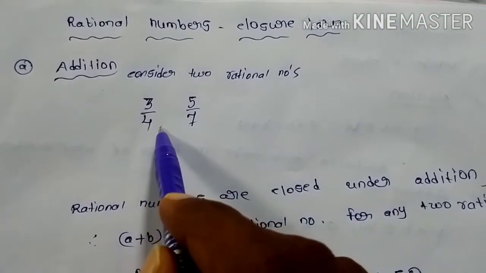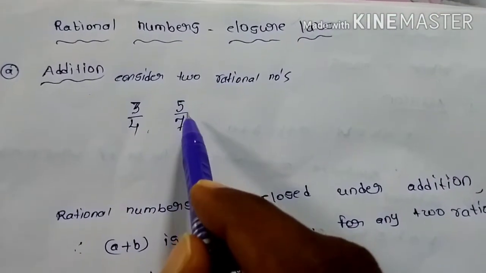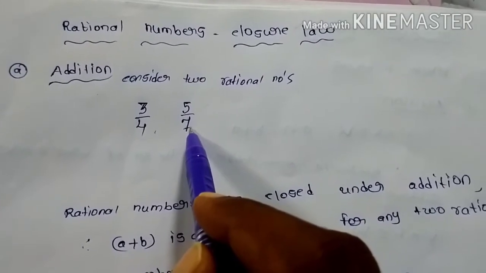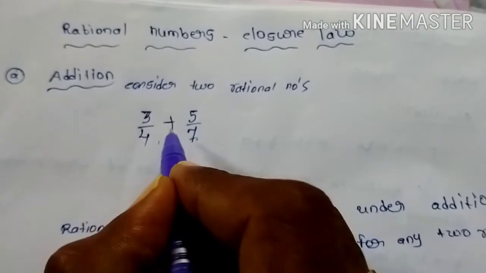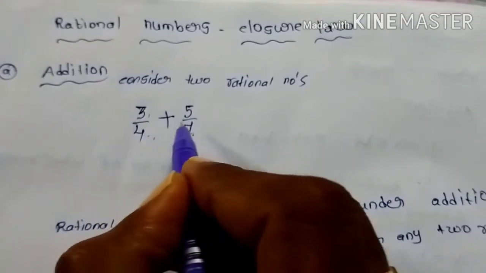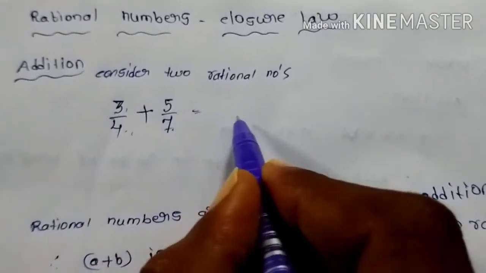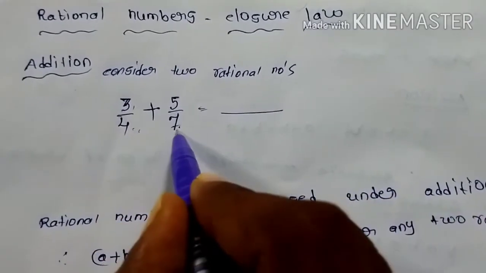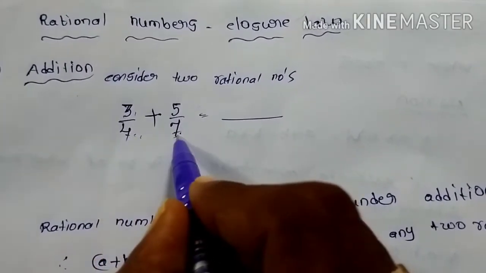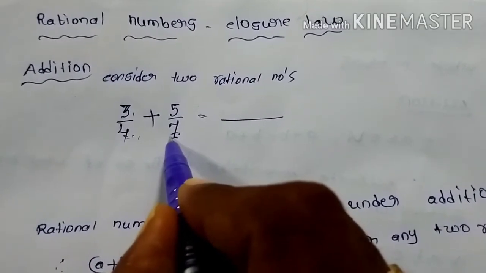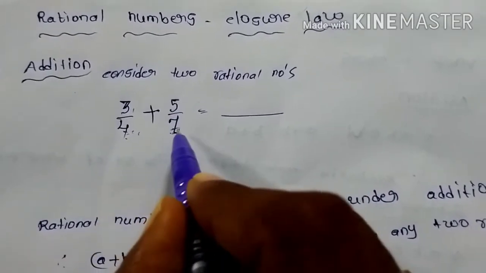I am taking one rational number as 3 by 4, another rational number as 5 by 7. You can take any numbers you wish. The operation is addition, so 3 by 4 plus 5 by 7. Consider here what is the LCM of 4 and 7. Is it like fractions or unlike fractions? Unlike fractions, so you have to find the LCM.